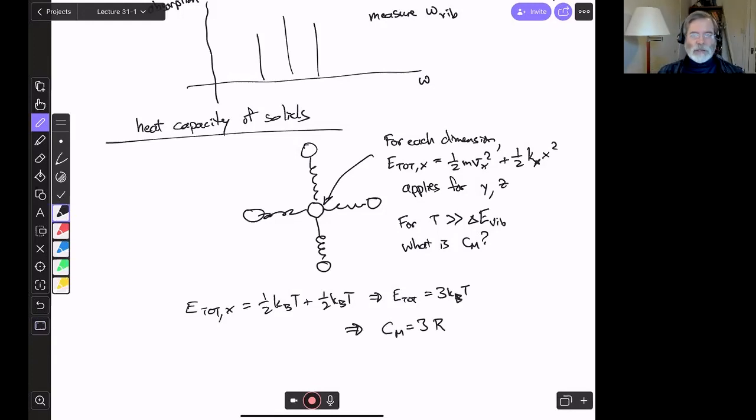It will not surprise you at this point that as you lower the temperature of a solid, the heat capacity starts to drop below this limit because you're starting to get some of the vibrations freezing out. And next time we'll talk a little bit more about that.